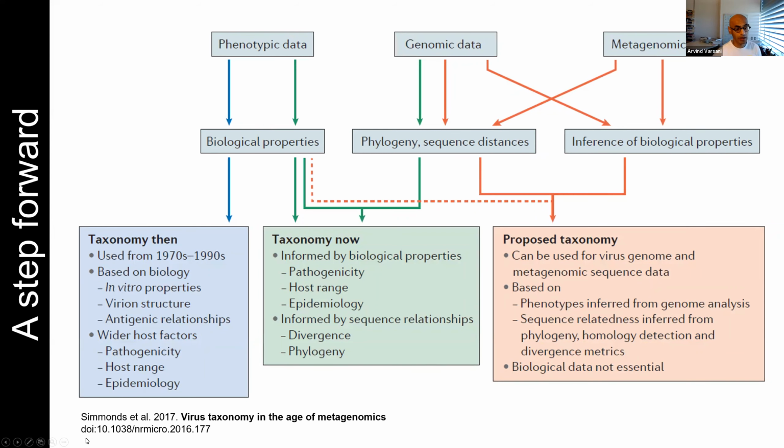So if you go back historically and look at how viruses were classified, they were mainly classified based on their biology, which was either in vitro properties, virion structure, or antigenic properties, and obviously host range factors from pathogenicity all the way into vectors and other things. And then we went to an era where sequence information came in, and with that, phylogeny was incorporated. And we're in this era here where we've now gone away from biological data only to pretty much incorporating sequence data, where we think sequence data has a lot more information than just biological traits.